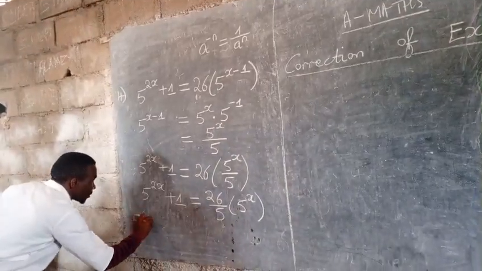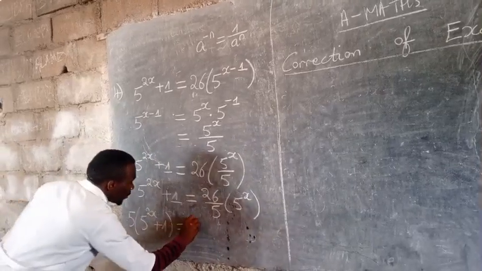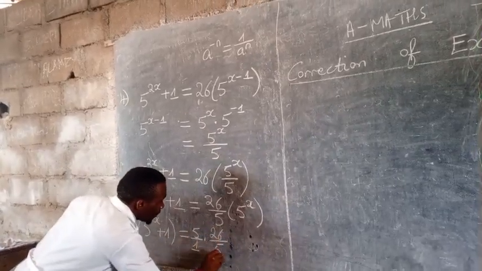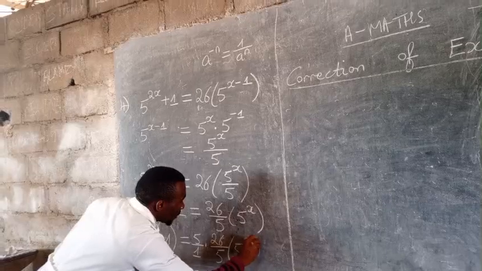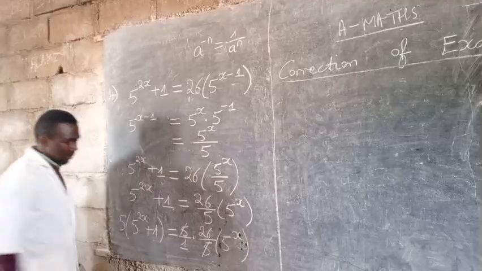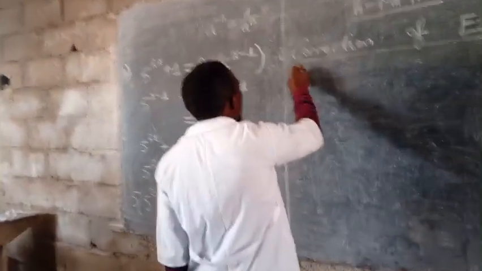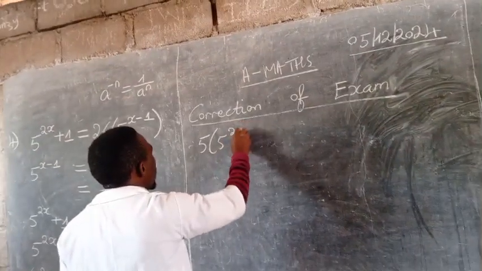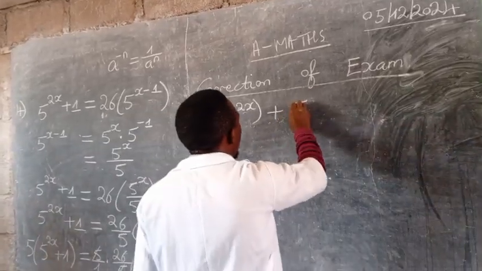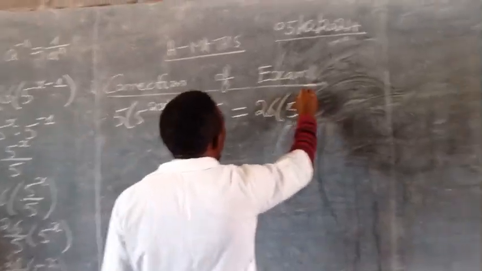We take 5 times 5 raised to the power 2x plus 1 is equal to 5 all over 1 times 26 all over 5 times 5 raised to the power x. Look here, you will see that this and this will cancel now. And this will simply give us, you can expand this bracket, 5 times 5 raised to the power 2x, plus 5 times 1 gives us 5, is equal to 26 times 5 raised to the power x.